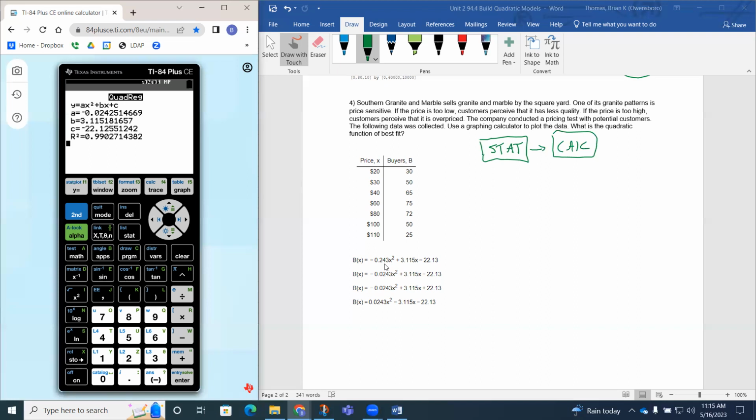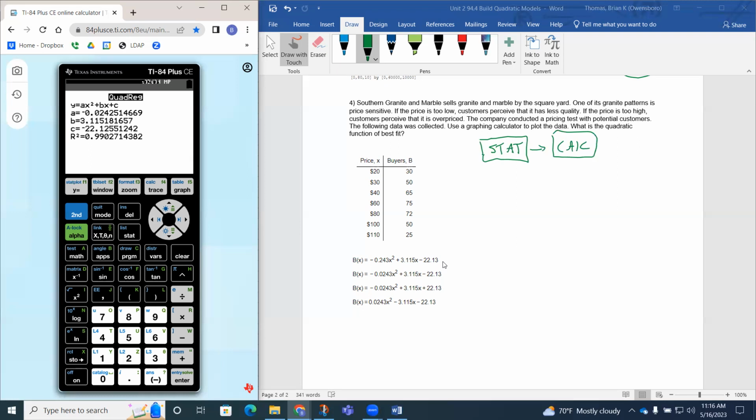So it looks like negative 2.43x squared. That looks pretty good because there's a 5 that makes that 2 turn to a 3. Then 3.115, that looks good. And minus 22.126, or 13 there. So that 2 is moving to a 3, negative 22.3. So that one looks like the correct answer.